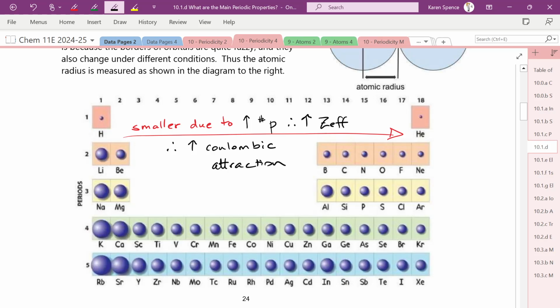They get smaller due to the increase in protons, which therefore leads to an increase in Zeff, which leads to an increase in Coulombic attraction. Is that good? Okay. Why does the size get bigger as you go down? More occupied shells. Good. We've got one periodic property under our belts. Excellent. Good job. Give yourself a pat on the back.